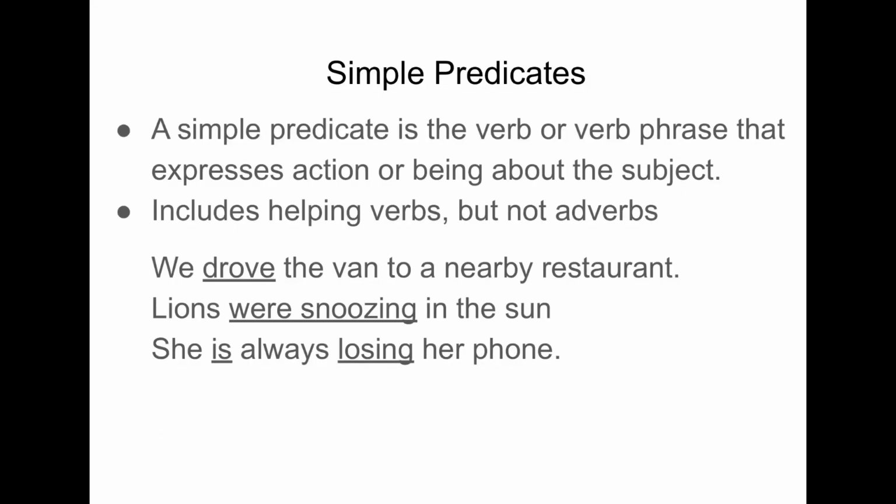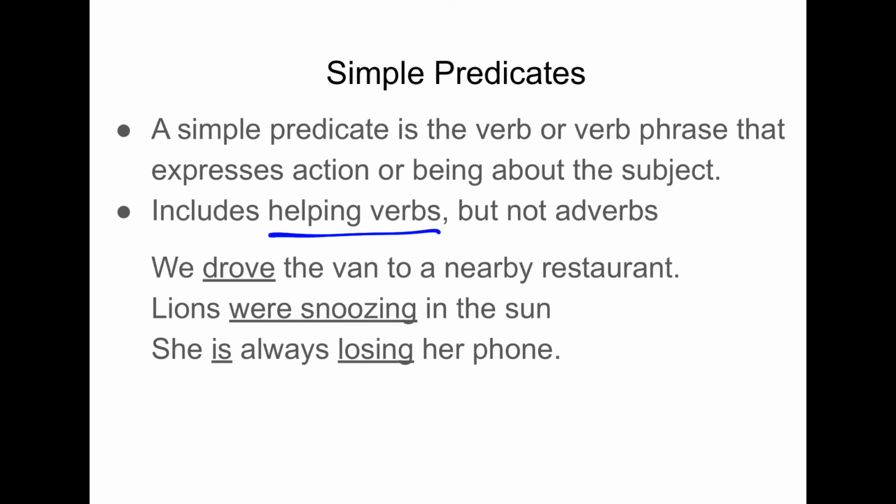Every sentence has a complete subject and predicate and a simple variety of the same. A simple predicate is the verb or verb phrase that expresses action or being about the subject. So that could be an action verb or a linking verb, and it includes all of the helping verbs, but not any adverbs that might be in the middle of that phrase. So for example, we drove the van to a nearby restaurant. Drove is the simple predicate.